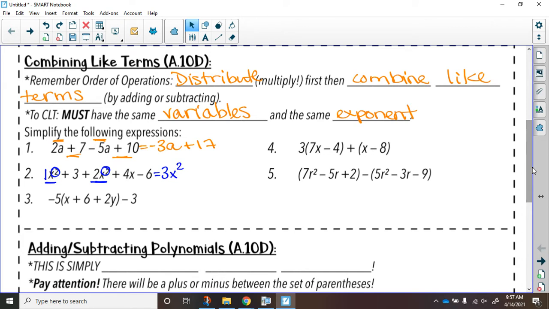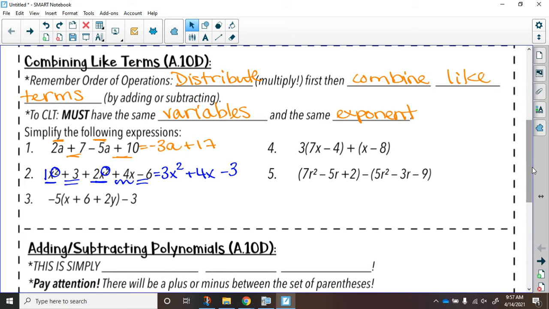Then I would look for the next smallest variable. In this case, it is just a plain positive 4x. There's no other x's in the problem, so I just carry it on over. It's just tagging along. And then finally I have my plain numbers, so positive 3 and negative 6 gives us negative 3. And that would be the final answer for this problem.